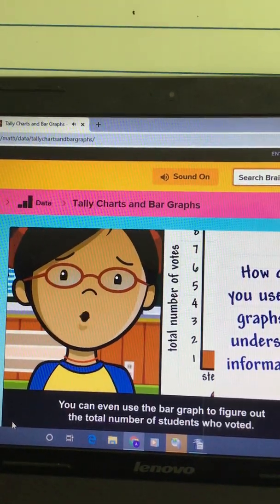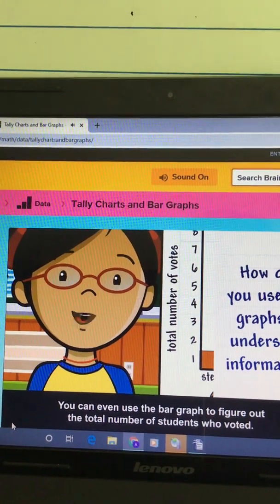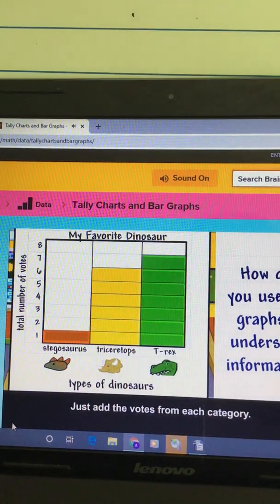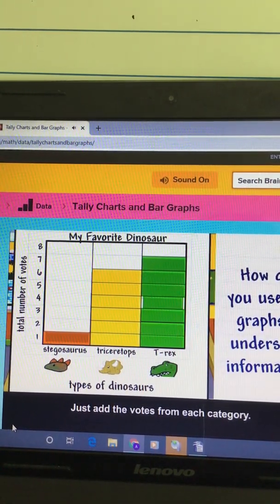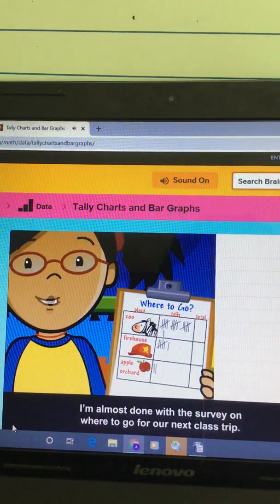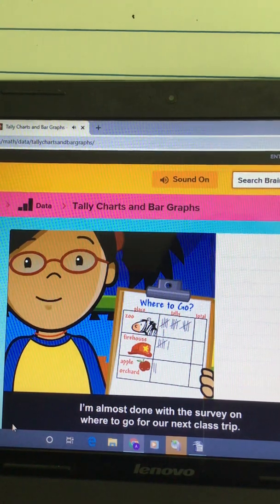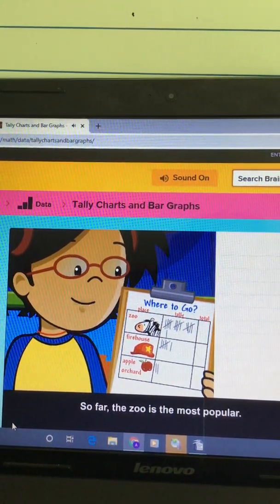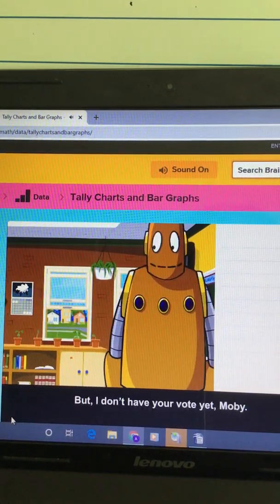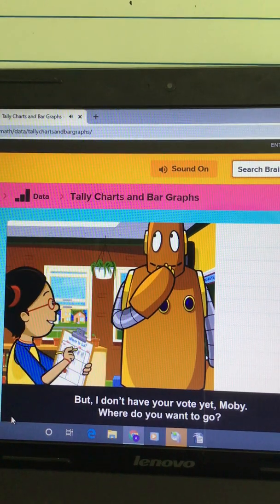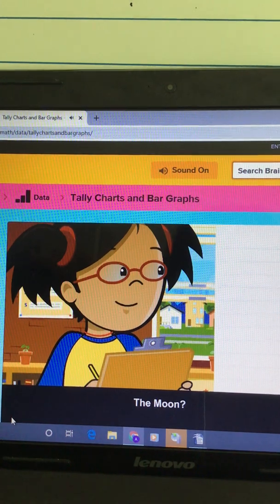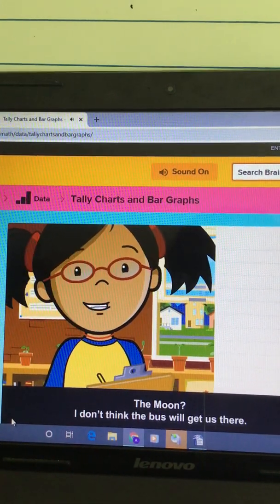You can even use the bar graph to figure out the total number of students who voted. Just add the votes from each category. 14 kids voted in all. I'm almost done with the survey on where to go for our next class trip. So far, the zoo is the most popular. It has 16 votes. But I don't have your vote yet, Moby. Where do you want to go? The moon? I don't think the bus will get us there.